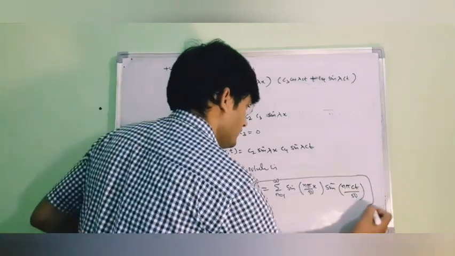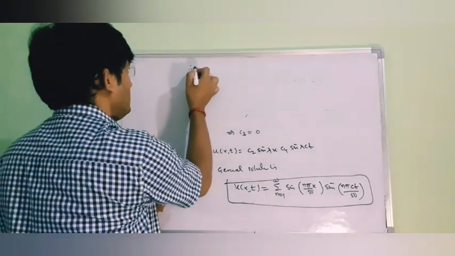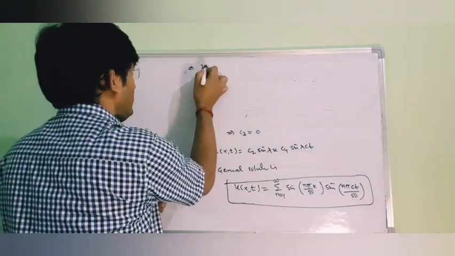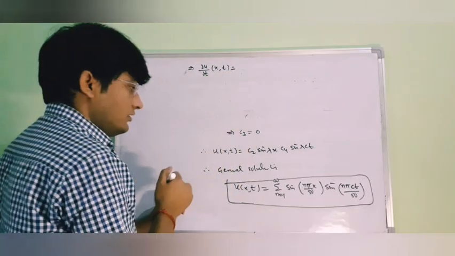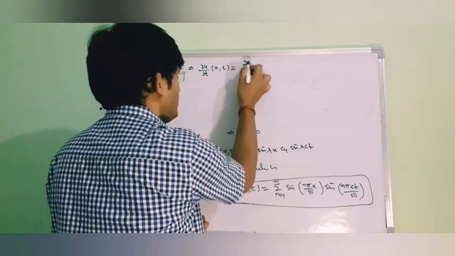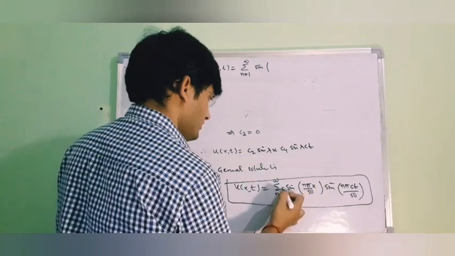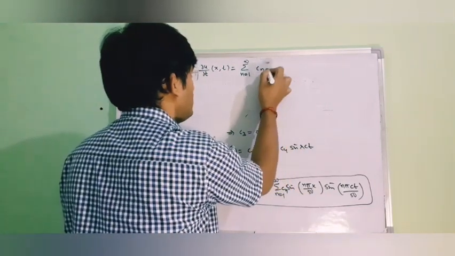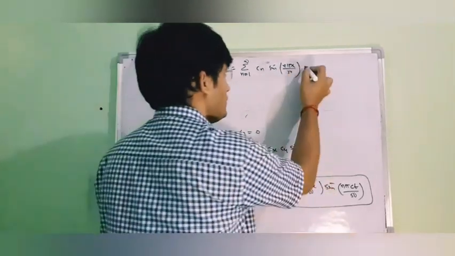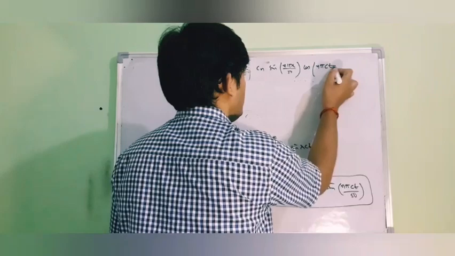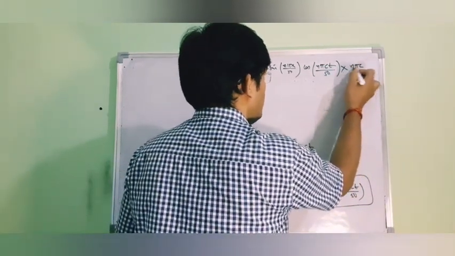Now let us use the fourth boundary condition. That means when the initial velocity is given and that is non-zero. So on differentiating this equation with respect to t, we will have cn sin n pi x upon 50. Then the differentiation of sin will be your cos, n pi ct upon 50, into the coefficient of differentiation n pi c upon 50.